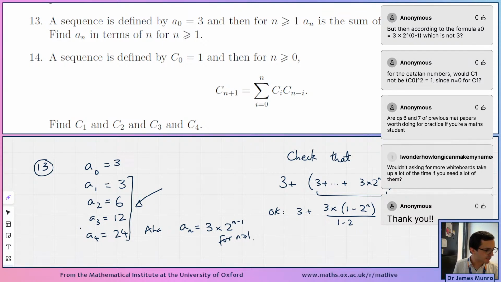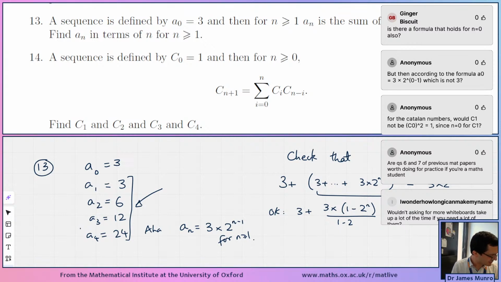Are questions 6 and 7 of previous MAT papers worth doing for practice if you're a maths student? My hot take is that yes. Questions 6 and 7 of previous MAT papers are interesting, and I think maths students should be able to do them, or be able to try them, just like you try questions 4 and 5 on old MAT papers. The syllabus is the same. It's been the same. So you're expected to know the same maths as the computer scientists. Nothing's changed there.